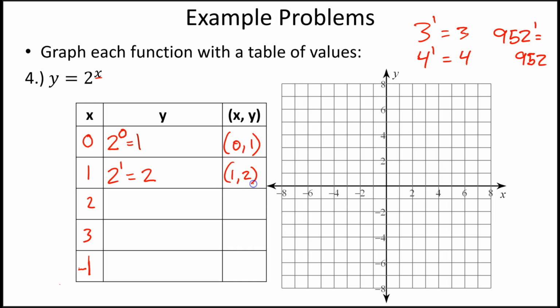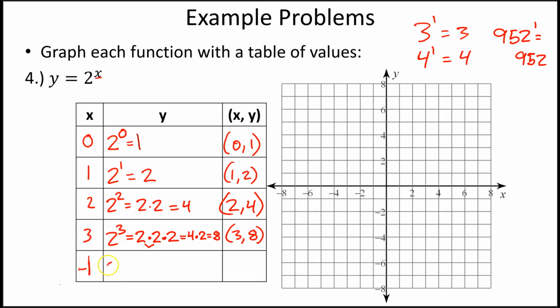So 1, 2. All right, 2 to the second. We just were doing powers in the previous one, so that's 2 times 2, or 4. So that's 2, 4. 2 to the third is going to be 2 times 2 times 2. But you have to be very careful with that. A lot of people want to say it's 6, but it's not. If I do 2 at a time, 2 times 2 is 4. Multiplied by another 2 is 8. So 3, 8.